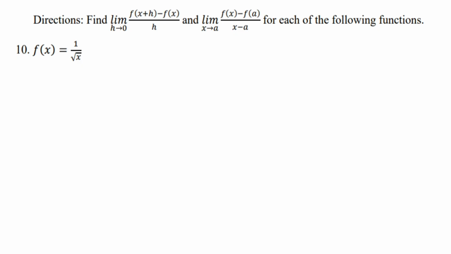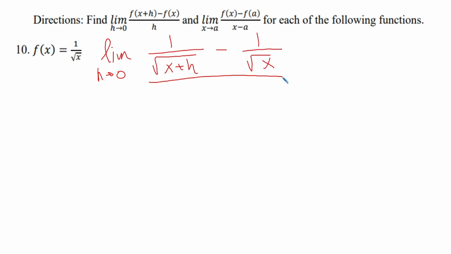All right, we've almost made it here. We're on to the last problem. So we'll do our limit as h approaches 0 for 1 over root x. 1 over root x, if we plug in x plus h, is just 1 over root x plus h. And then minus 1 over root x all over h. So this one's a fun looking one. We can see already that it's a complex fraction, which means we're going to have to do a common denominator.